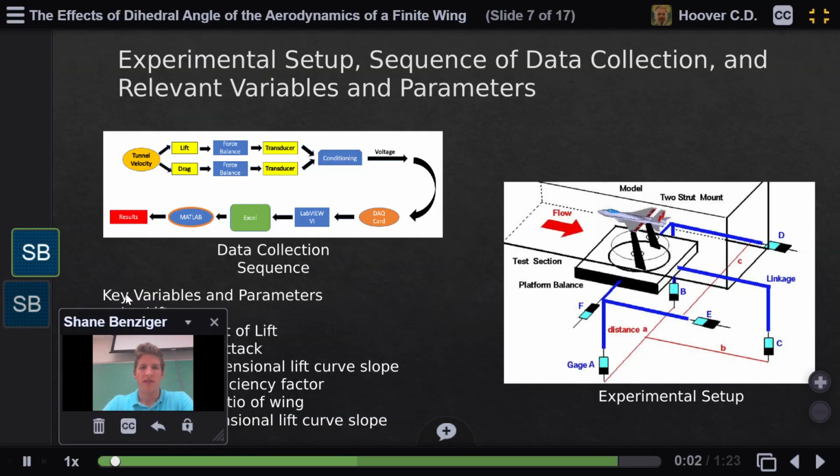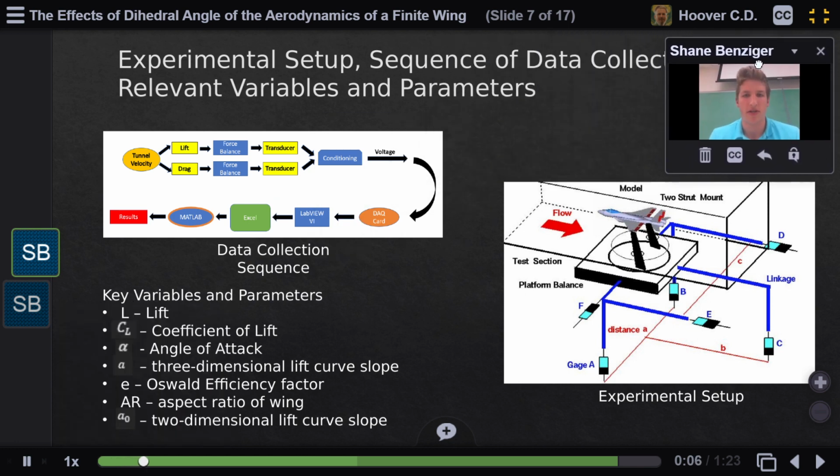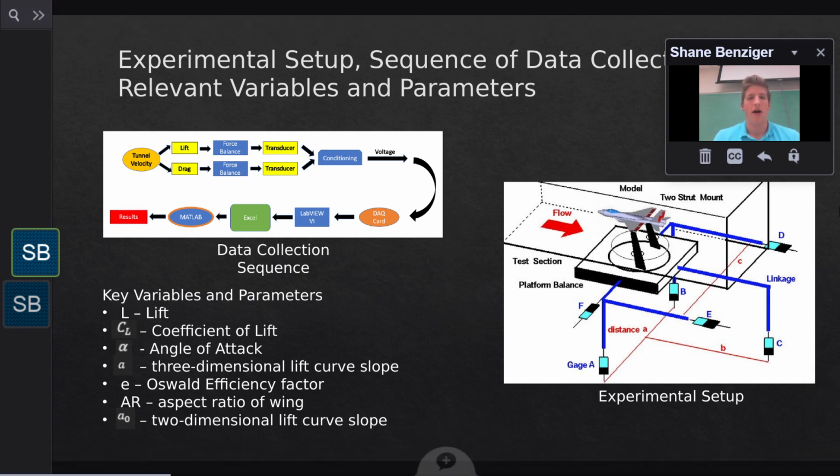So for our experimental setup, if you look to the right on our second image, we have our approximate positions for our test setup. We have our model mounted into the test section of the wind tunnel, with the pyramidal force balance directly underneath it, flow going across the model. If you look at our data collection sequence, it starts with the wind tunnel, which shoots air at our models, where we obtain forces for lift and drag that are present on the model.